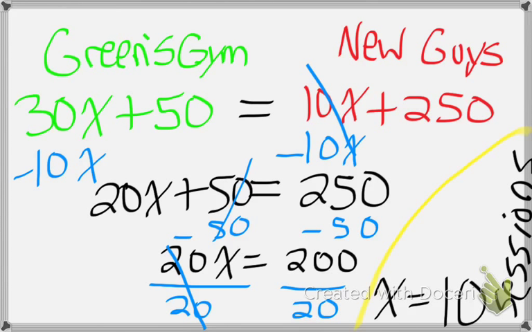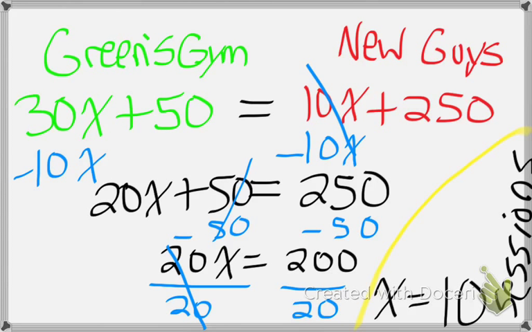But now imagine, what would happen at more than 10 sessions? Well, at more than 10 sessions, the company that charges more per session is going to be higher, and the company that charges less per session is going to be cheaper if you're going to go more than 10 sessions. But let's say you're going less than 10 sessions.